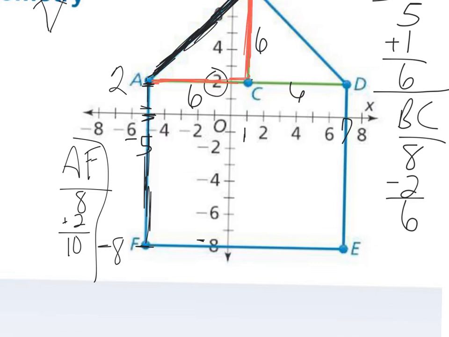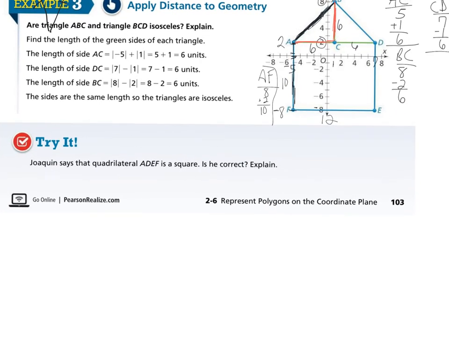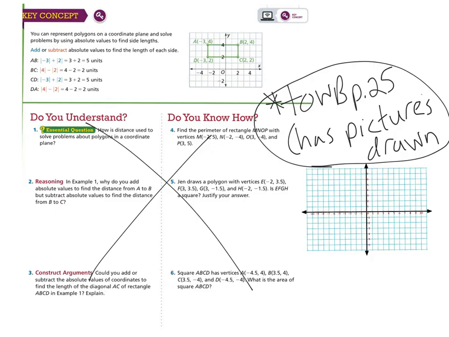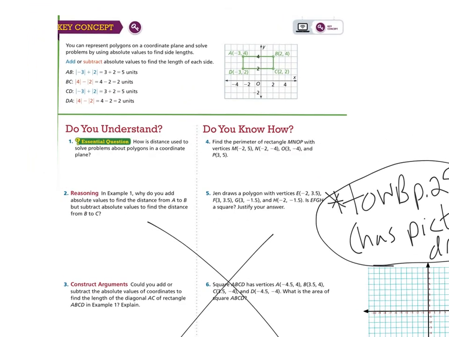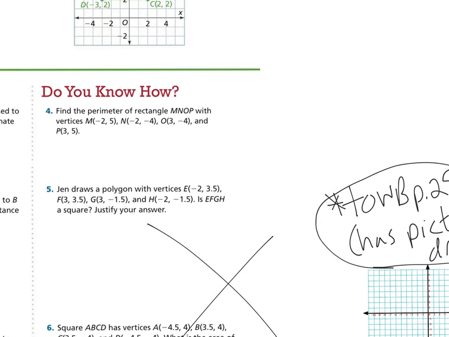A distance of 10. That's 10, and these other ones, that was 12 across the top, would be 12 across the bottom as well. So that is actually not a square. It would be a rectangle, however. The key concept here recaps what we've been talking about before, adding or subtracting absolute values to find lengths, and then sometimes they'll ask us to find the perimeter as well.